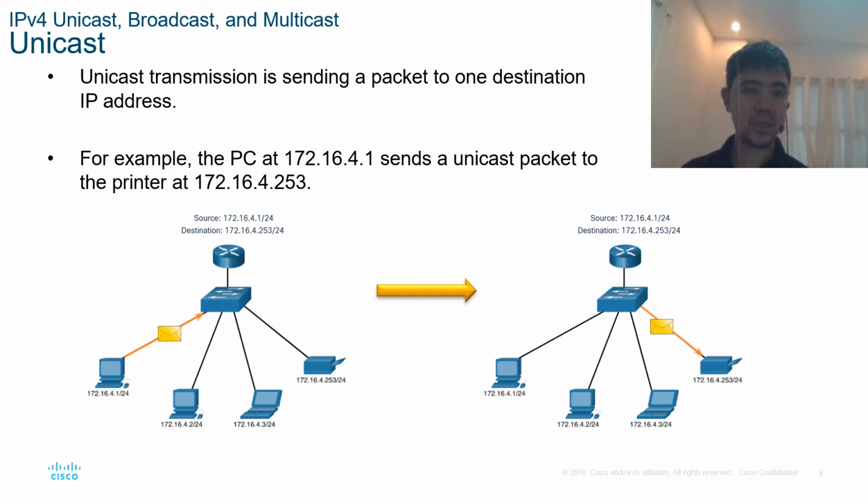There's what we call unicast transmission. For example, this computer will send data specific to the printer. So in unicast, if it is sent specific to the destination, the source IP is the IP address of the source. The destination IP is the IP address of the receiver or of the destination.